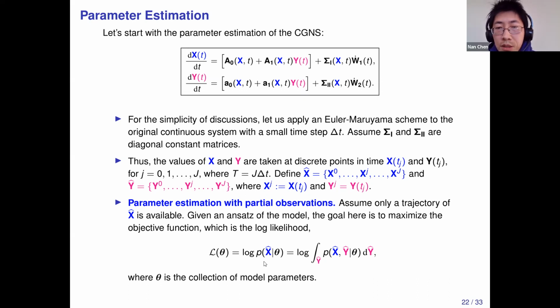This distribution, you can slightly rewrite it as a joint distribution of X and Y given theta. Then you take the integration over Y, right? Then you'll get this marginal distribution. And theta is the model parameters.